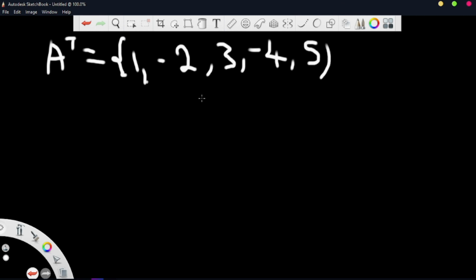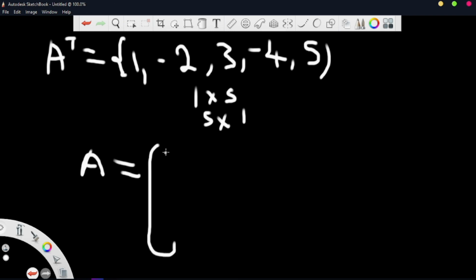So then my A transpose, because this is 1, 2, 3, 4, 5, so this is a 1 by 5. So then the original matrix will be a 5 by 1 matrix. We're going to have a 1, a negative 2, a 3, a negative 4, and a 5.